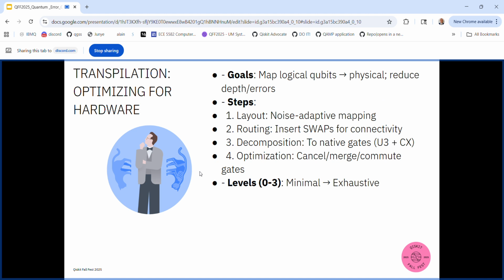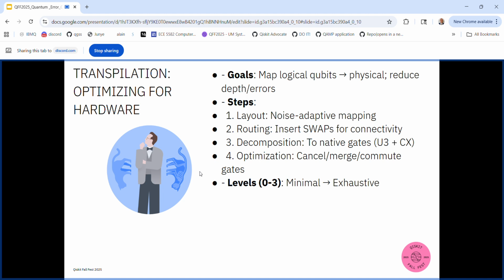Transpilation, okay? We take our logical qubits, our abstract circuit, and map it to the physical, while hoping to reduce our depth and our errors. So there's noise adaptive mapping. Not every qubit has the same error rates. Some qubits are more highly connected, some have higher error rates. We can try to map the qubits that need the most connection to the physical qubits that are most connected to other qubits. Routing is the insertion of swap operations so that we can apply entanglement to qubits that aren't physically next to each other on the quantum computer.